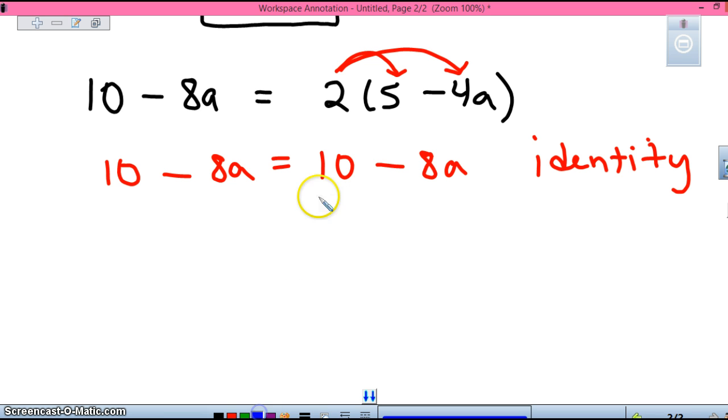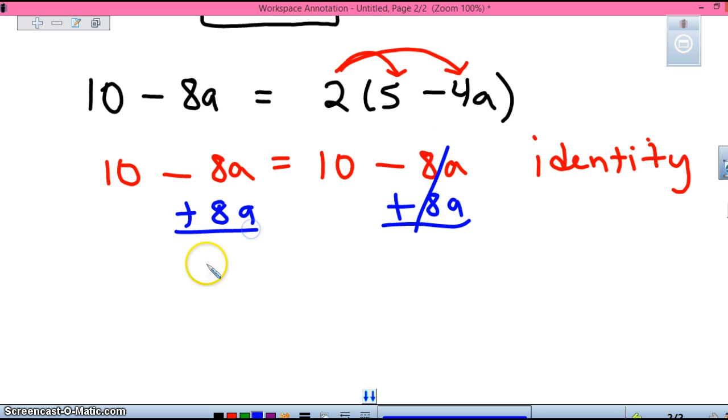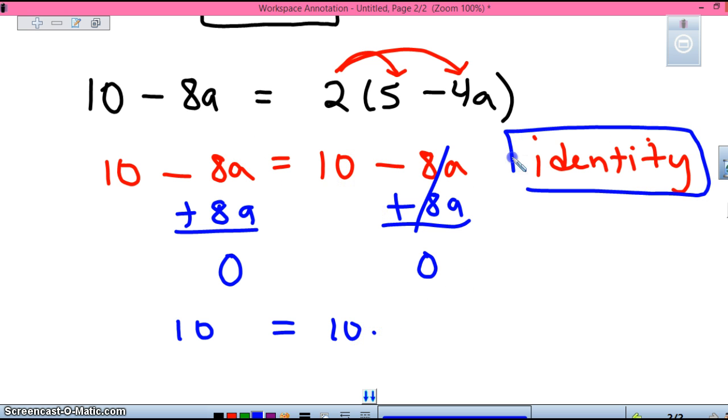If I continue solving this, if I add 8a to this side, and I add 8a to this side, this equals 0, right? And this equals 0. So in other words, we're left with 10 is equal to 10. If we substitute any number in this equation, it will make it true. So let's choose a number. What would you like to substitute for a?